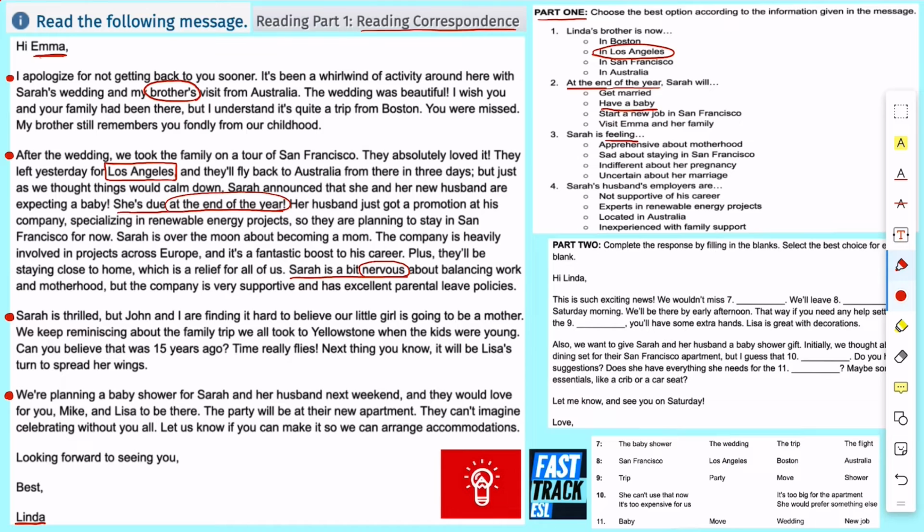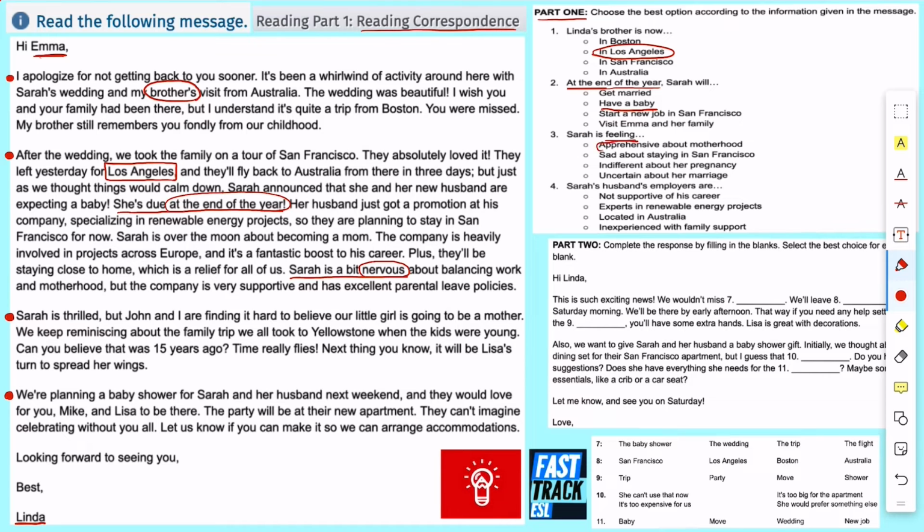Now let's look at the options. We have apprehensive, and you need to know what apprehensive means. It means nervous, and you also need to know that it is a synonym for the word nervous, right? So nervous, apprehensive, they're synonyms, and we know that the examiners like to check whether or not we know the synonyms and words that have the same meaning. Sad about staying in San Francisco? Not really. Indifferent about her pregnancy? No, not really. And uncertain about her marriage, which is also not mentioned anywhere. So the correct answer is item A.